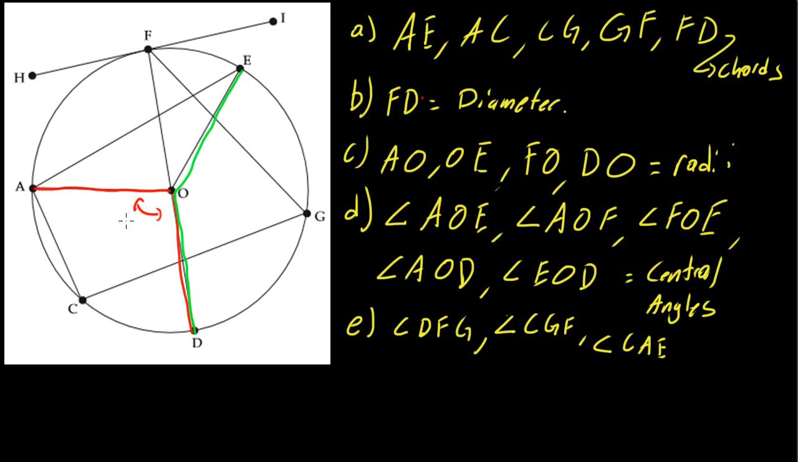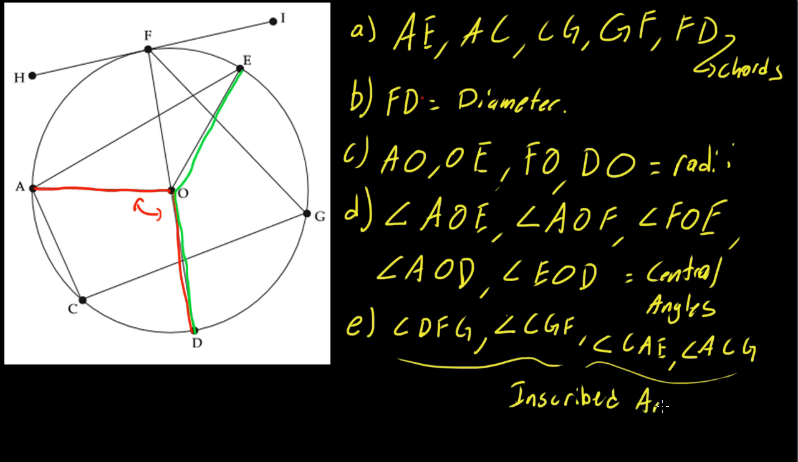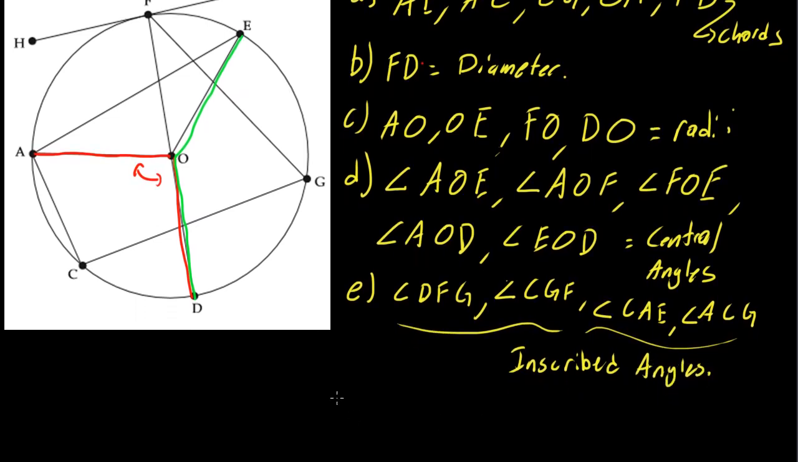CAE, and I think I said one more. ACG would be our last one. Angle ACG. Those would be our inscribed angles. And I'll just make a little note of that here. Inscribed angles. Perfect.